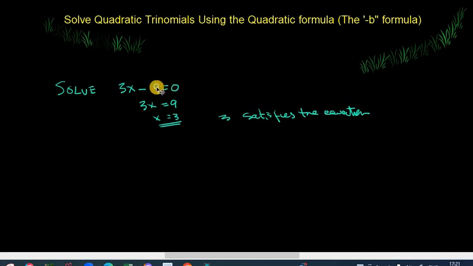What we do is we would add 9 to both sides and you get 3x equals 9. And then you divide both sides by 3 and you get x equals 3. So 3 is the answer and 3 satisfies the equation. You can't use this with quadratic trinomials for the following reason.